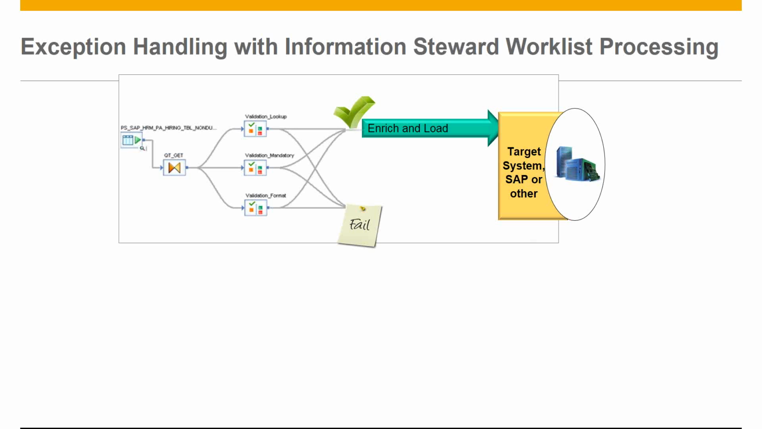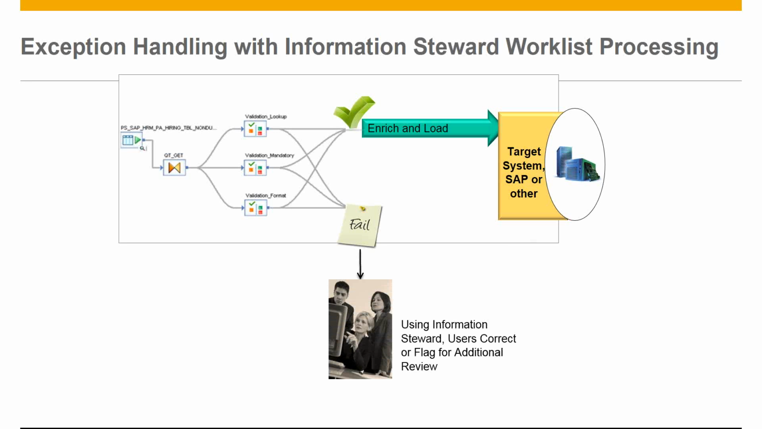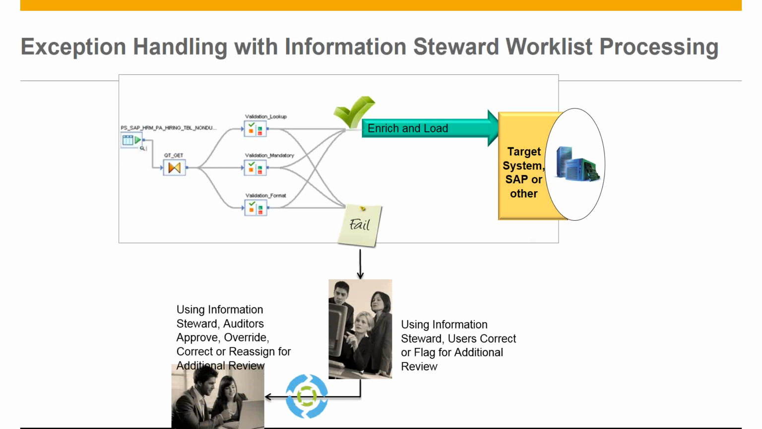We've used Information Steward's worklist processing to take those exceptions from the data migration process, load them into the match review process, and allow you to actually manually manipulate the record and fix it. We then pick it back up and run it back through the process to see if it really is fixed, and if it is, then it will give you the actual message that the data can be loaded this time. As you see, it allows users to correct or flag for additional review, and then audit and reload.